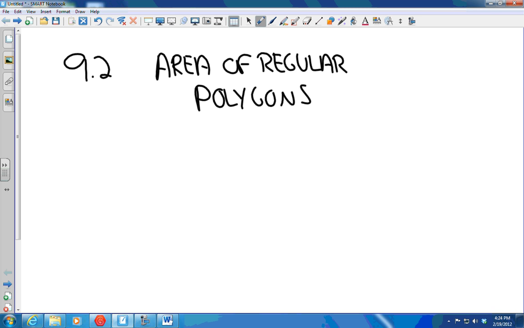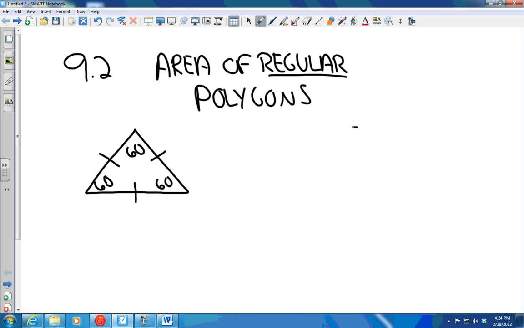We're going to focus on two types of regular polygons. One, the equilateral triangle. And if you remember, all equilateral triangles are equal angular, and so each of these angles is 60 degrees. And that's what regular is, right? Regular is equilateral and equal angular.